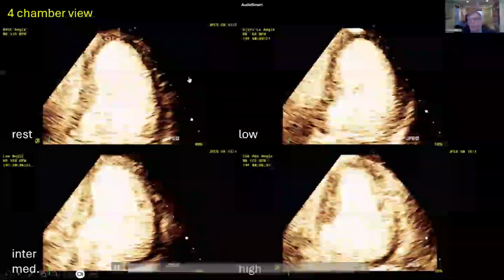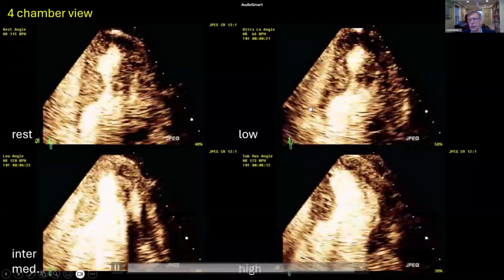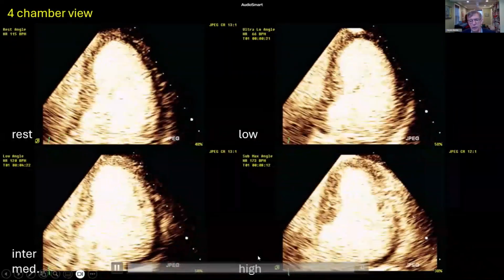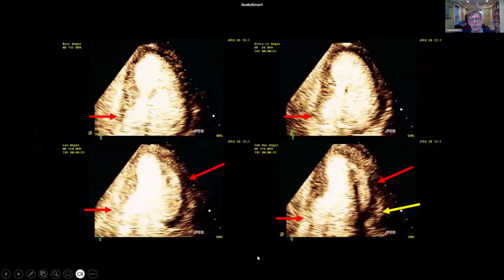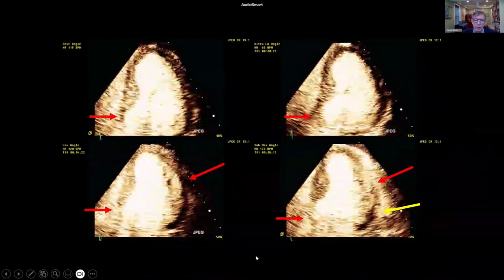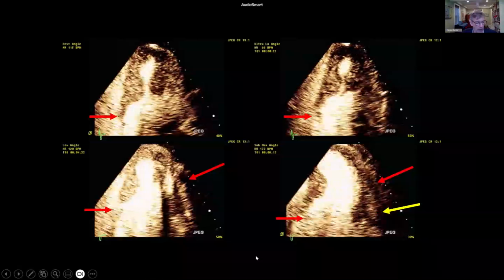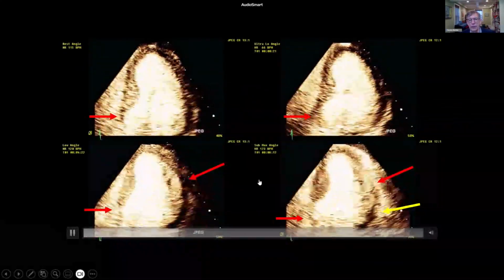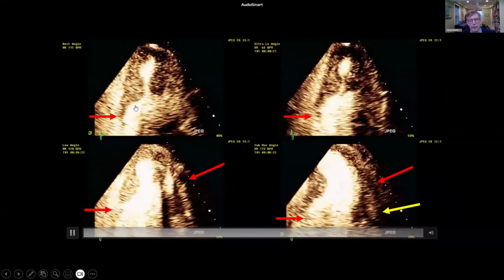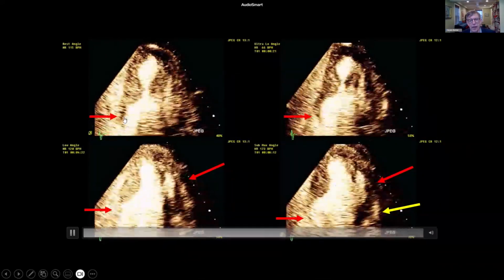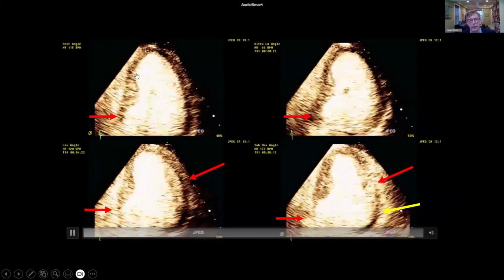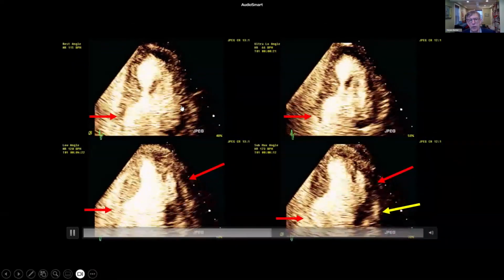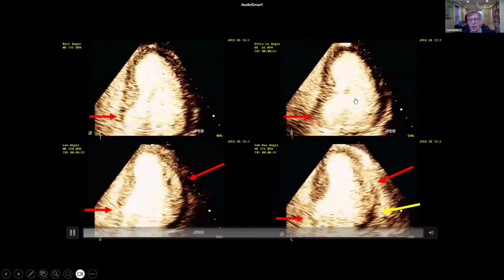So we compare now low dose to rest, and then to intermediate and peak stress. So the next video shows you what you are expected to see. And you are expected to see first, at rest, an akinetic basal inferoseptum, and in the other parts there is normal thickening, normal inward motion, and no abnormal shape of the ventricle.